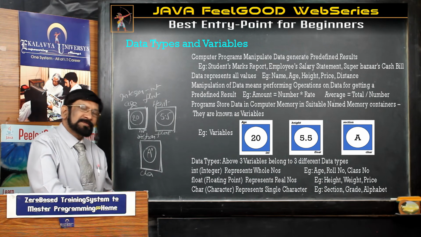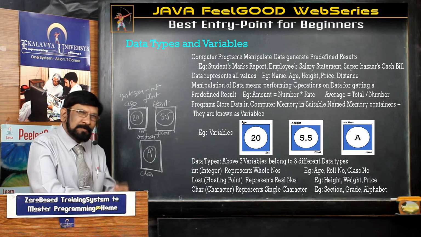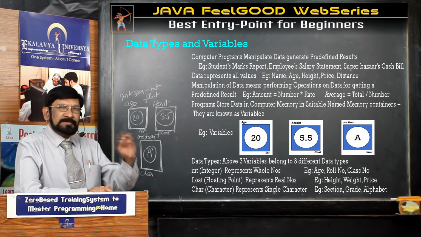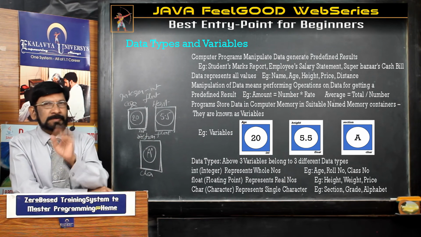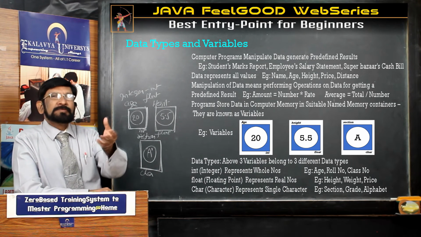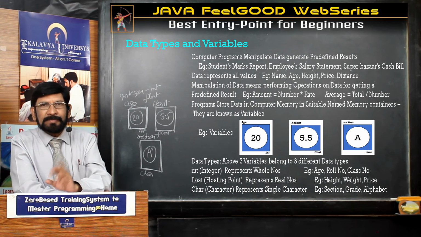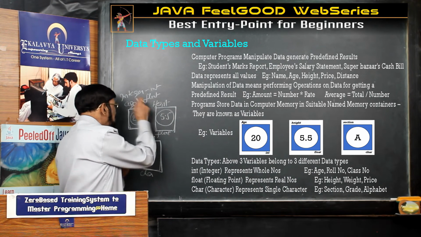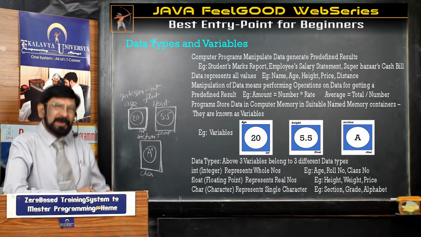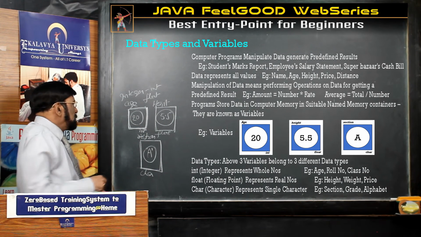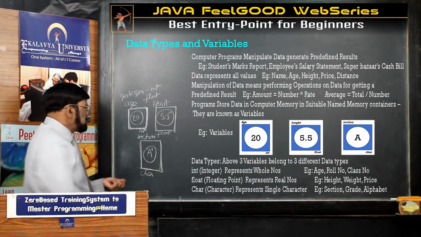Now, variable: I told you from day one that you carry confusion, because for years you have been using variables in mathematics. In mathematics, what is a variable? A quantity which is subject to change is a variable, but here variable is different. A named memory container is called a variable. Now you may get a doubt: how is it variable? I will tell you a simple example. What was your age last year?